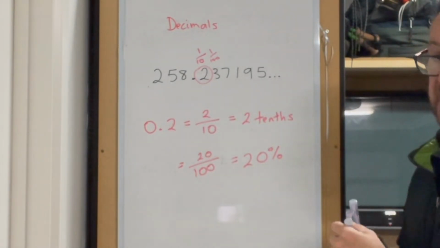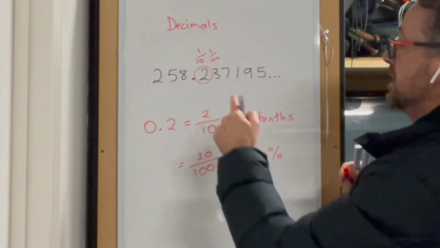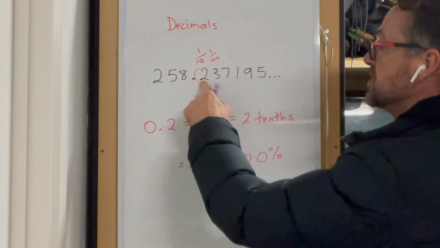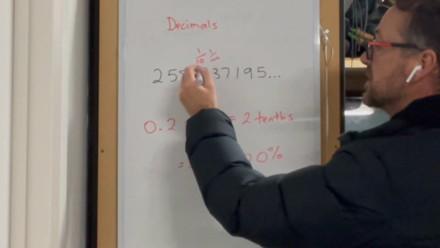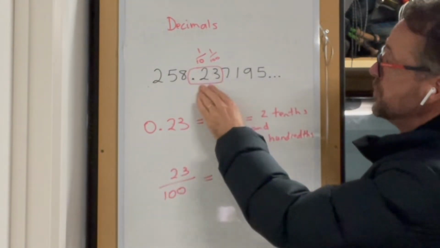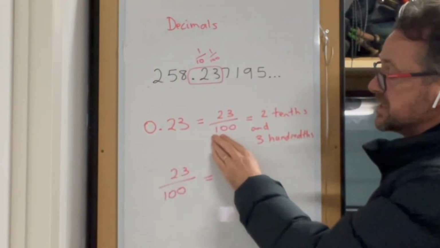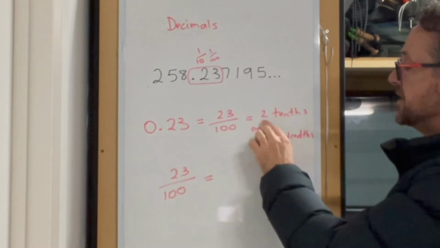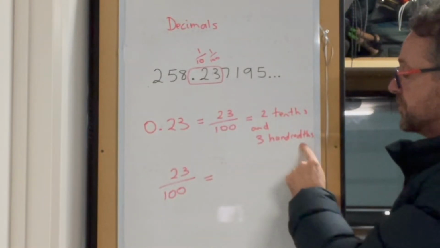If we look then at a combination of these numbers up here, say the first two, 0.23 is the same as 23 over 100, and it's made up of 2 tenths and 3 hundredths.